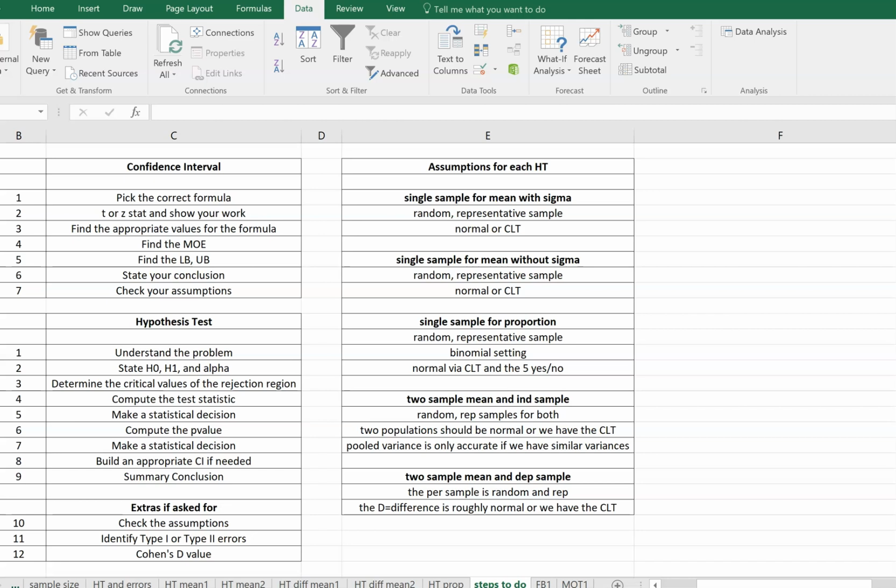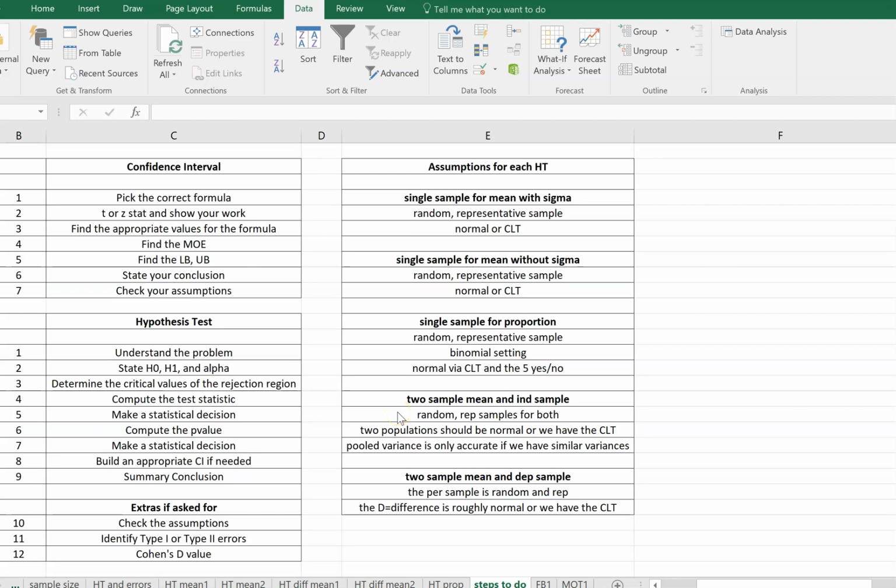So let us look at the steps, and you can pause the screen, take a picture, and see the steps I'm going to look at today when it comes to hypothesis testing, as you see. Now, we are looking at a two-sample mean and an independent sample. If we're doing that, the assumptions we need for that are right here.